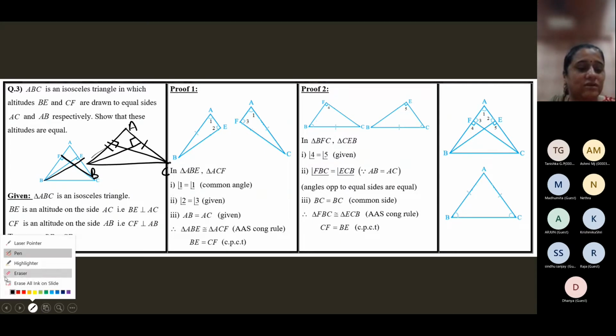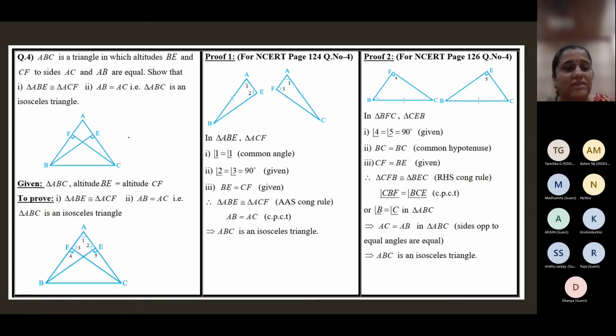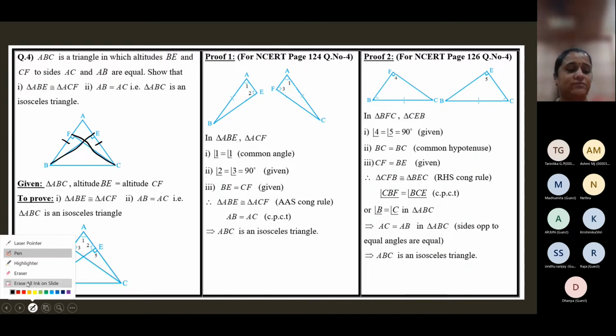In the next one, the reverse is given. The converse is given. Here it's given that the altitudes are equal. The altitude CF is equal to the altitude BE. You have to prove that the triangle ABC is isosceles. That means you should prove that AB is equal to AC. Just the converse of this one, children.